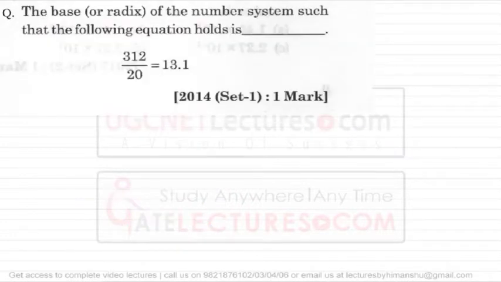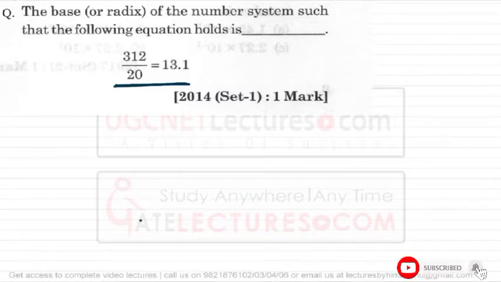Okay, look at the next question now, which was asked in 2014 for 1 mark. What they are asking is what could be the valid base for which this equation would hold valid, for which this equation would be true. You all can see that this equation is not true for the decimal number system, right? For the decimal number system, the answer must have been 15.6, but you can clearly see the answer is 13.1. So we have to find the base of the number system.